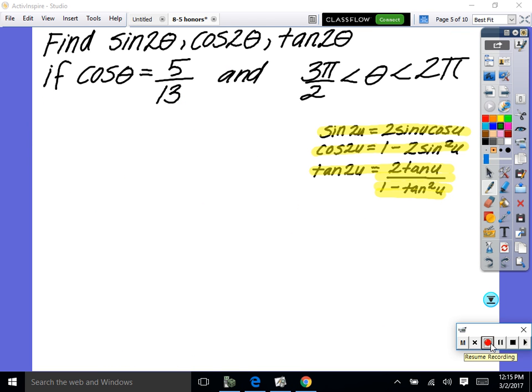Exactly like the ones off your homework. Here we go. It says, find sine of 2 theta, cosine of 2 theta, tangent of 2 theta, if cosine of theta is 5 thirteenths, and we're on an interval from 3 pi halves to 2 pi. So think about where that is. So here's 3 pi halves, and here's 2 pi.